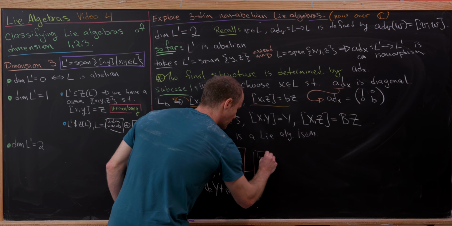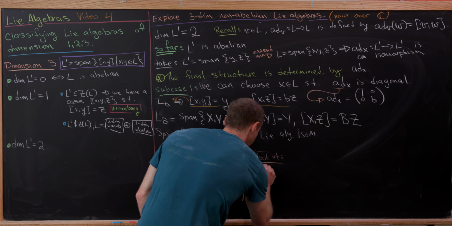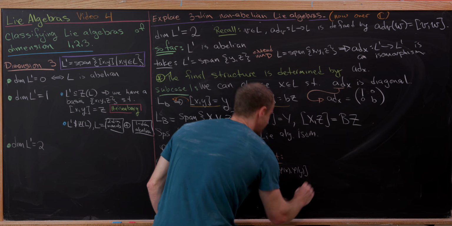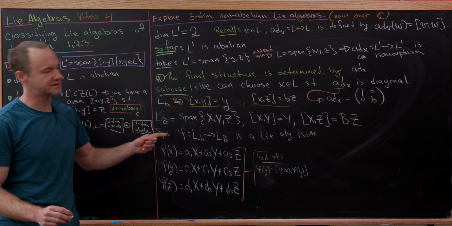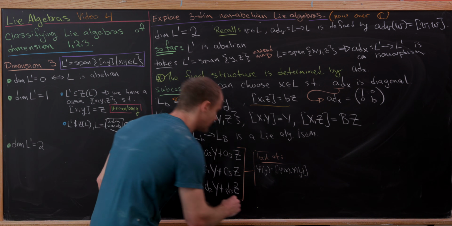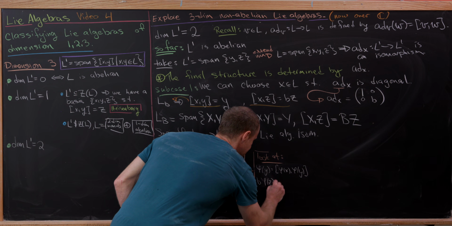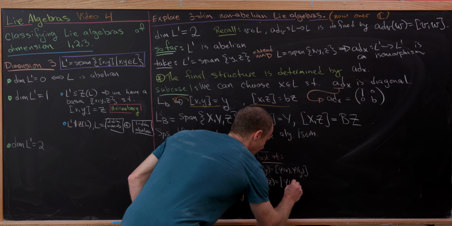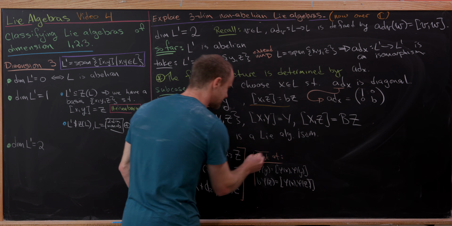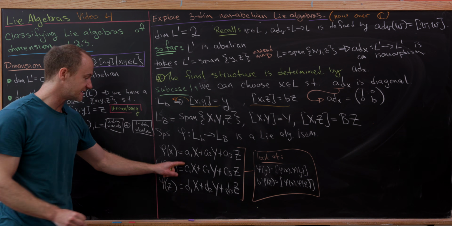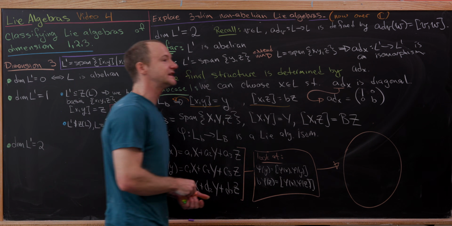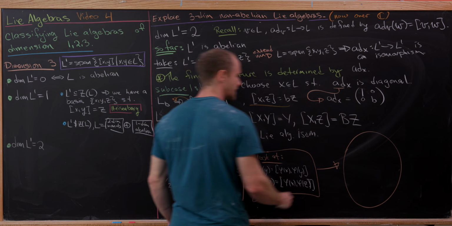So the idea is you want to look at phi of y, which is equal to the bracket of phi of x with phi of y, because we have a Lie algebra homomorphism or isomorphism, and we can apply the bracket to both sides of this and then use the homomorphism property. And the fact that b times phi of z is the same thing as the bracket of phi of x with phi of z. So that's going to give you a system of equations for these coefficients over here. And those systems of equations should lead you down the path to the following two conditions.